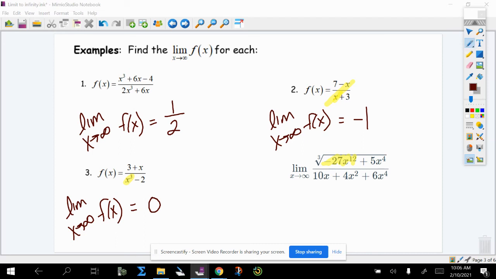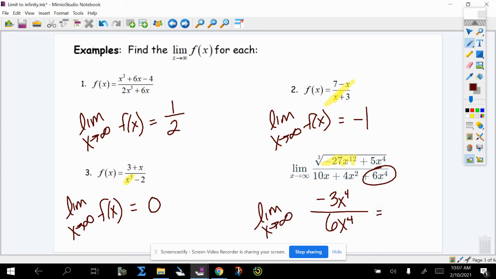If you take the cube root of negative 27x to the 12th, you get negative 3x to the 4th. On the bottom, I'm going to just hone in on the leading coefficient. So you actually need to take the cube root first to first see if they even have the same degree. And then once you establish that they do, we can use those limit guidelines. So as I go towards infinity, I would have negative 3 on top, 6 on the bottom. So I would get a limit of negative 1/2.